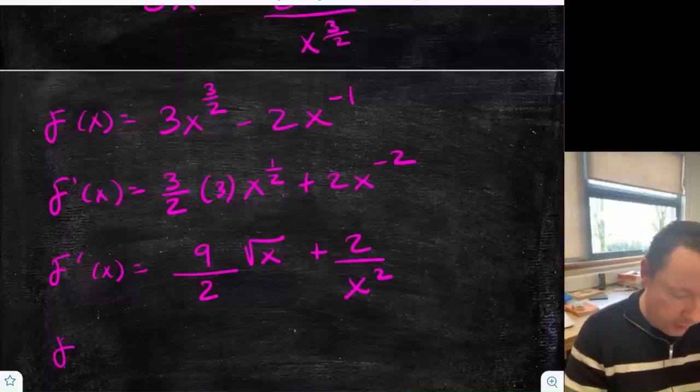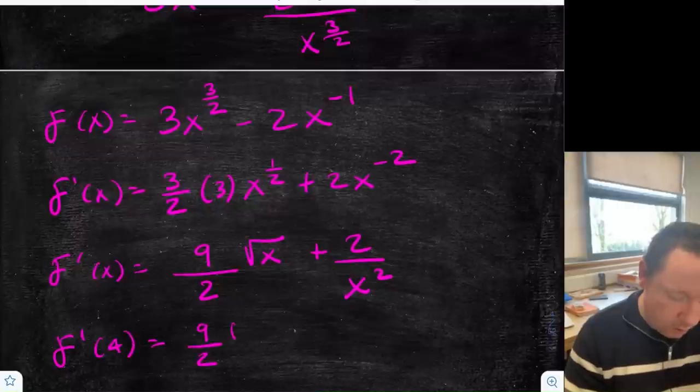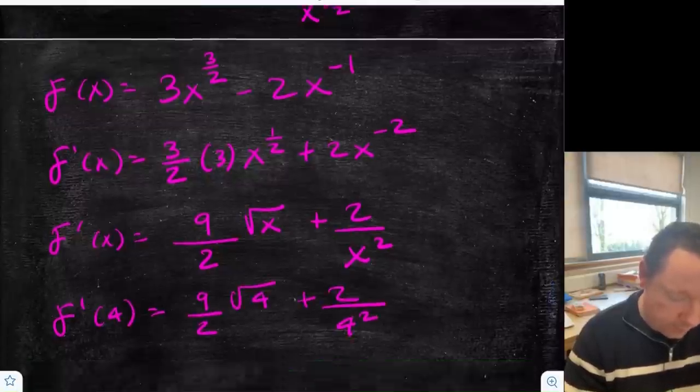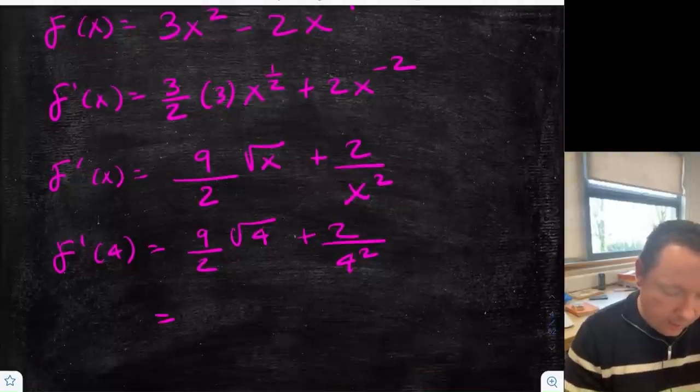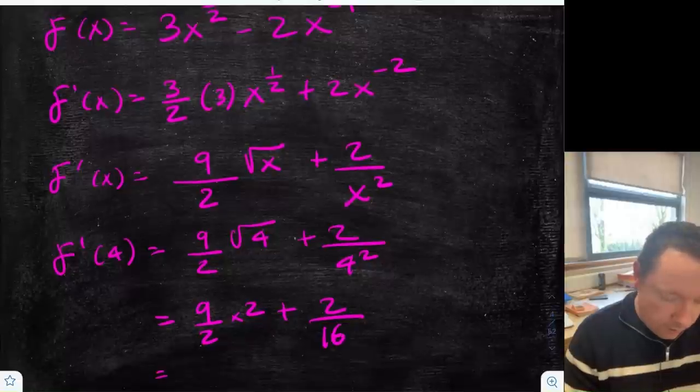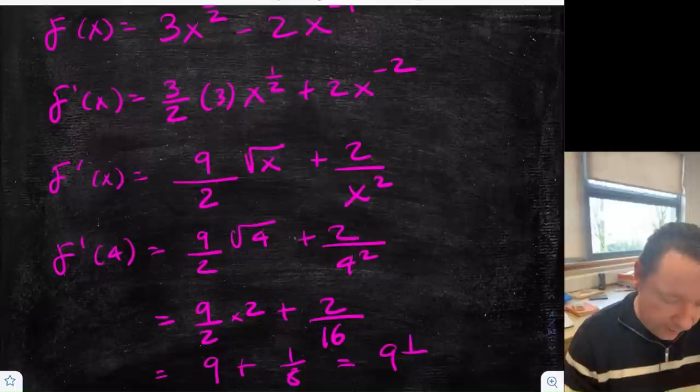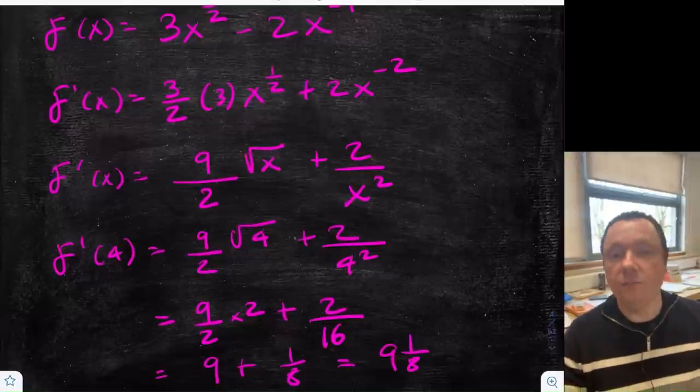So f dash 4 is equal to 9 over 2 root 4 plus 2 over 4 squared. That's 9 over 2 times 2 plus 2 over 16. That's just 9 over 4 plus an eighth. Hmm, so we can just write the final answer as given.